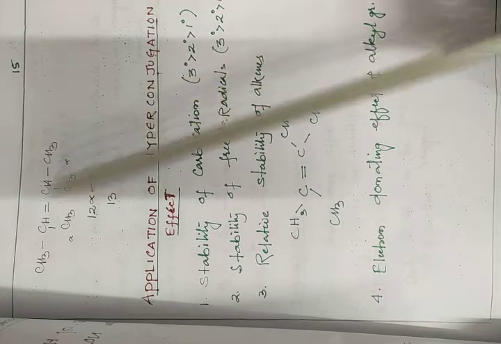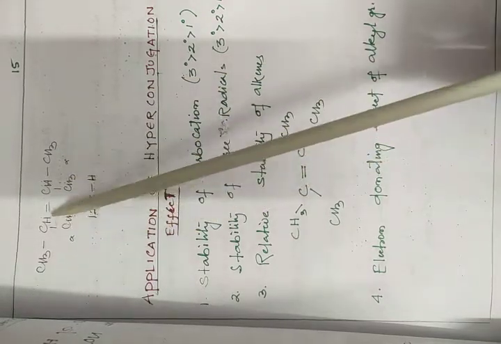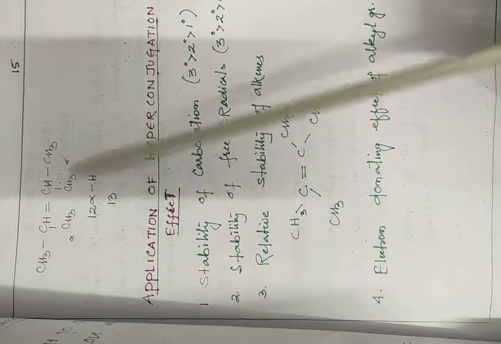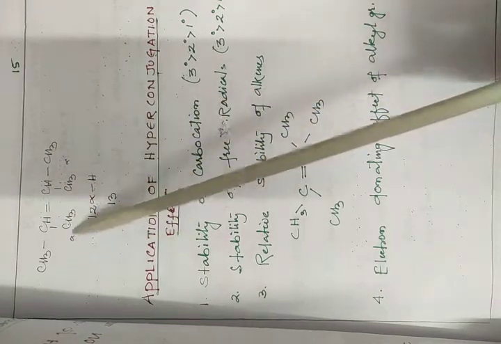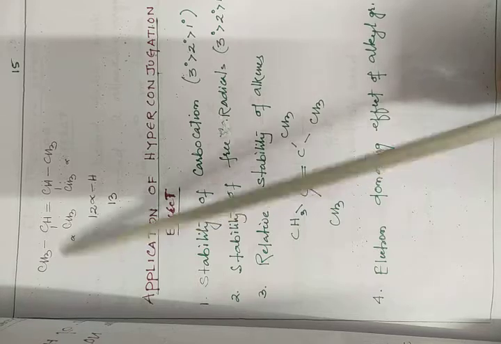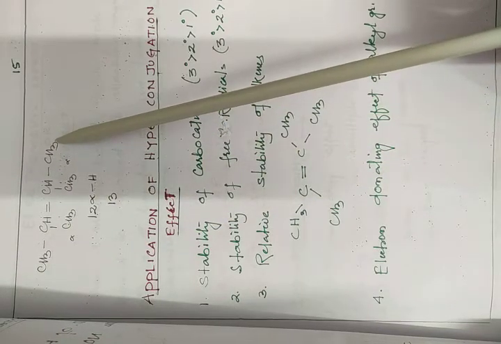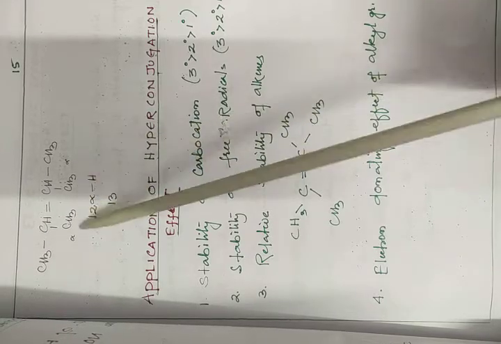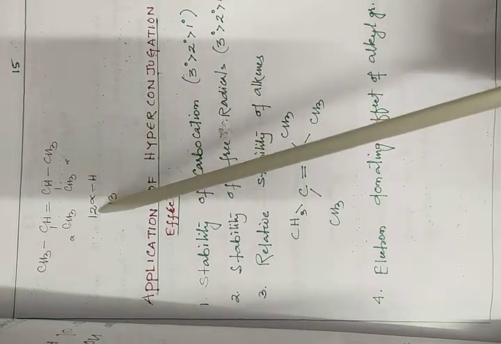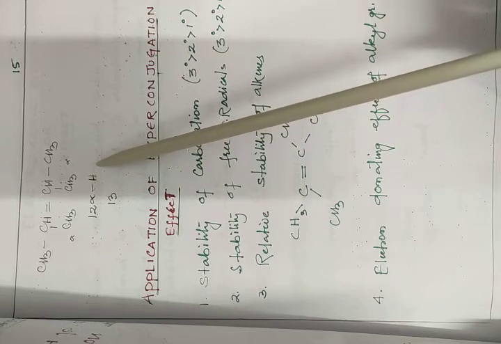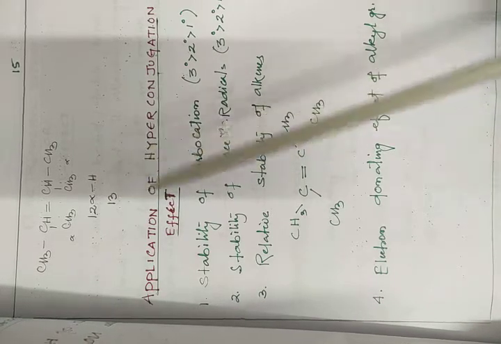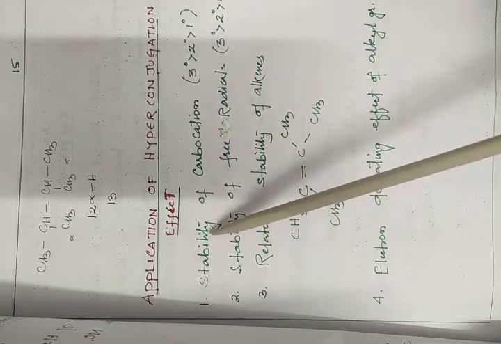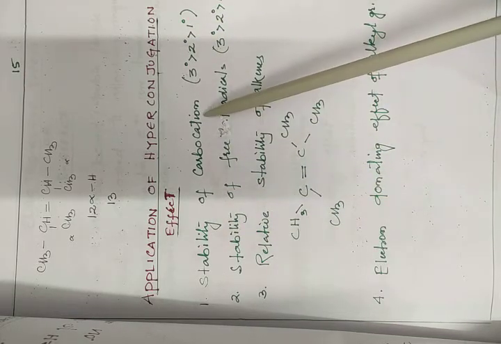Here 3, then in this one 3, 3. So 3 carbons. Now here also 3, 3. So we see 3 hydrogens here, also 3 alpha hydrogens, 6. Then here 6. Then here 3. Then 6 plus 6 is 12. Then 1 alpha hydrogen, that will come as 13. So these are the applications of hyperconjugation. So hyperconjugation is the stability of carbocation.